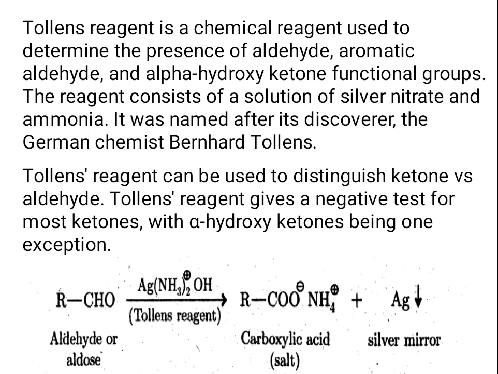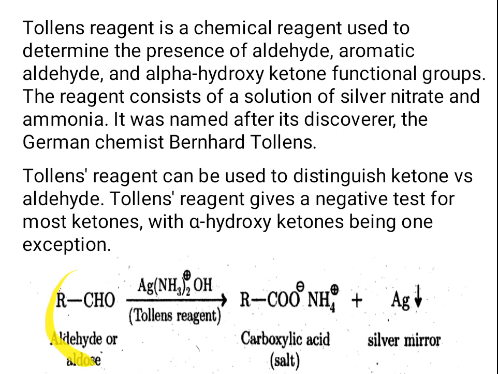Tollens reagent can be used to distinguish ketone and aldehyde. Tollens reagent gives a negative test for most ketones, with alpha hydroxyketones being one exception. That means in case of aldehyde and alpha hydroxyketones, this Tollens reagent will give a positive test.